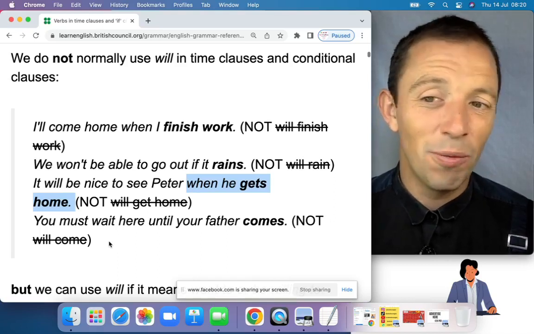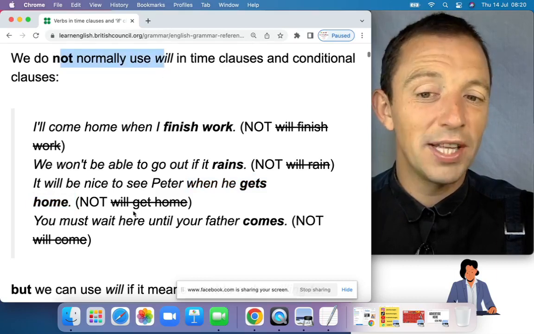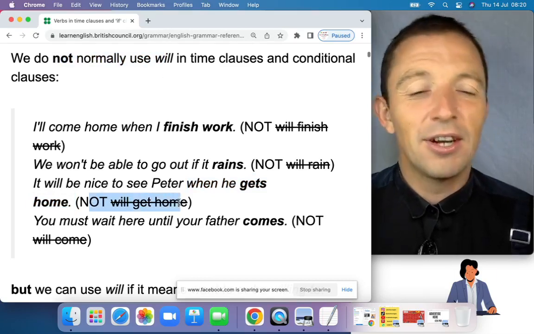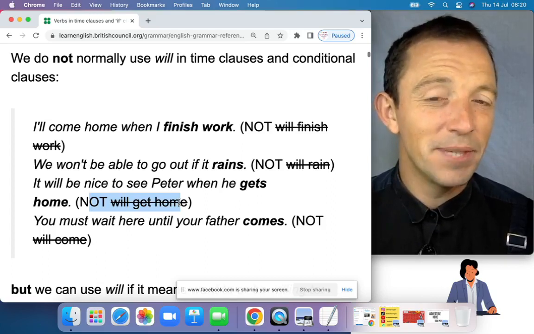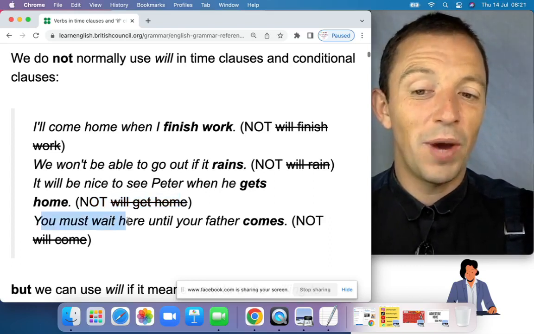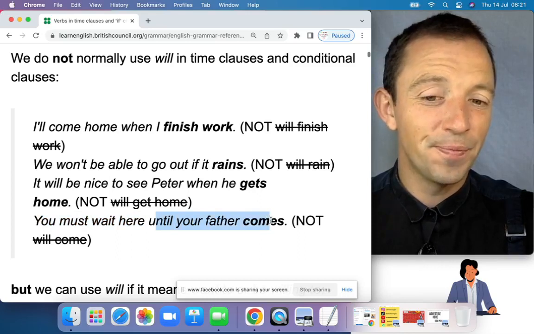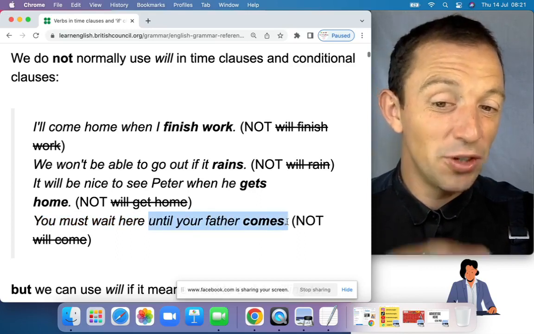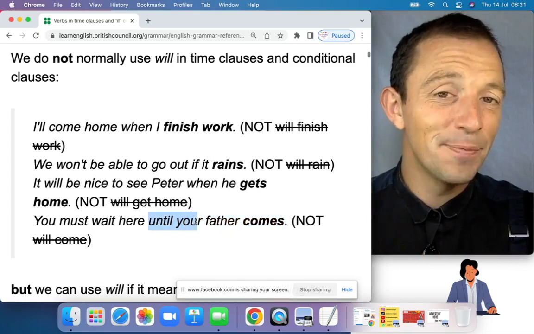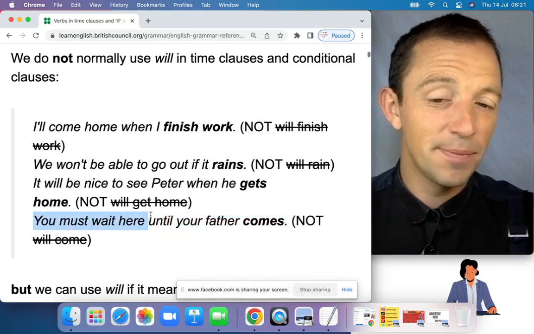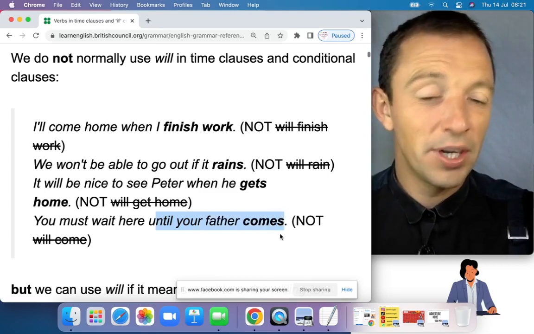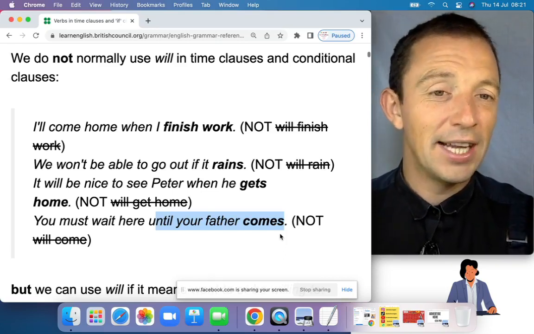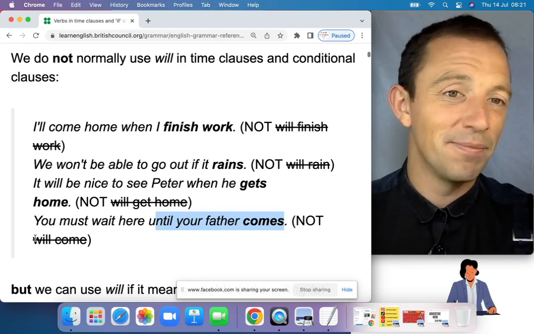And it's not normal to use will in this sentence. Grammatically it's not correct, but in communication, it's very clear if you use this. And then finally, you must wait here until your father comes home, or till your father comes. So this is a conditional clause because of the word until, and the first one is the first clause. But the conditional clause is in the present tense because we are expressing the future, and it's unusual to use will in that situation.